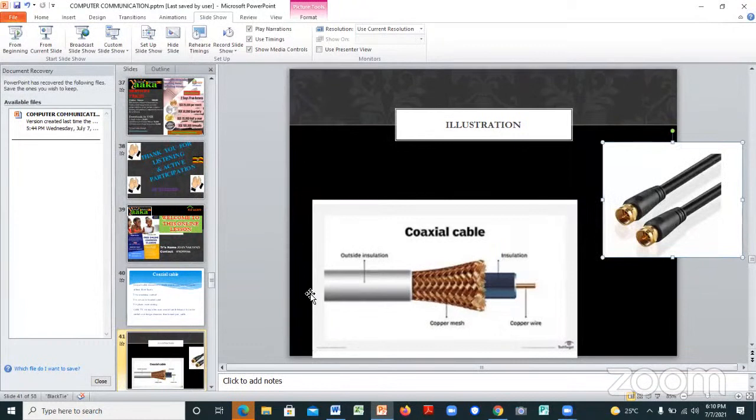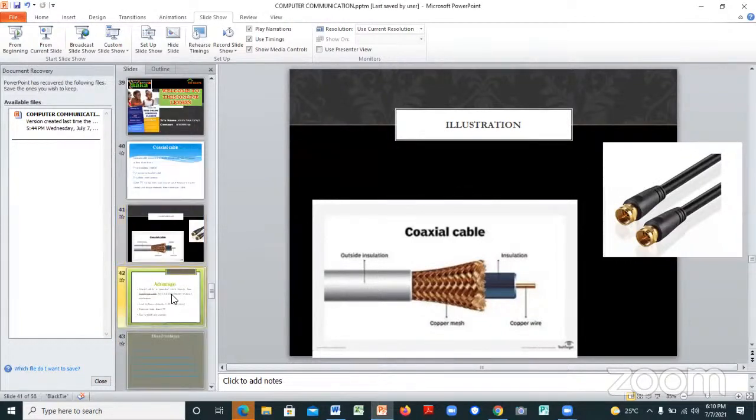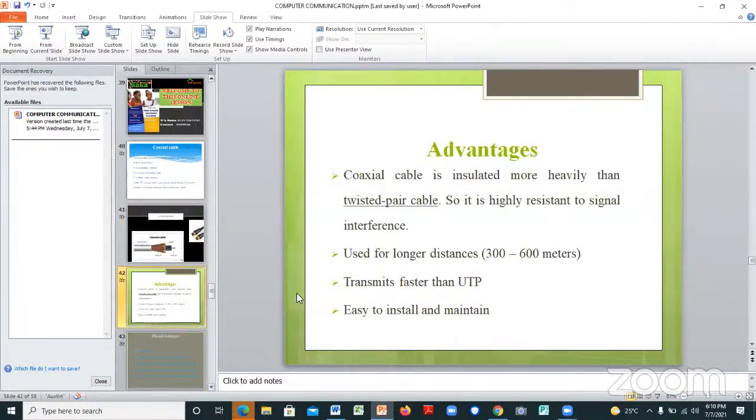And this other one. So that is how it looks when you open it, when you take off this outer shield. And for coaxial, when you look at the advantage, it transmits faster than unshielded UTP. Then it is easy to install. And since there are a lot of layers, it is resistant to signal interference.